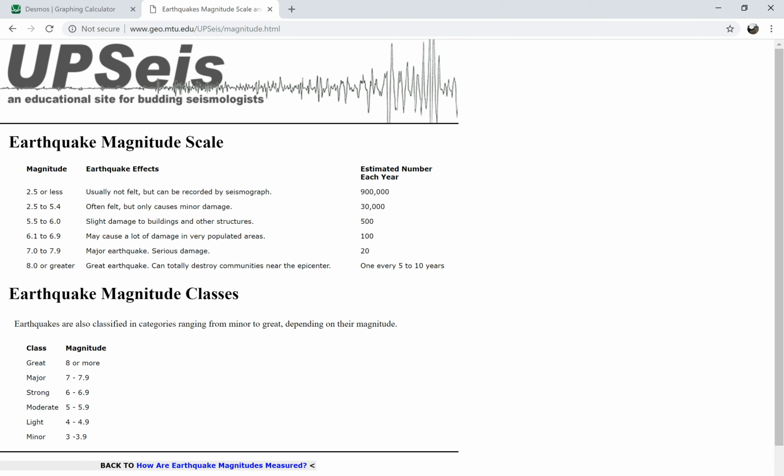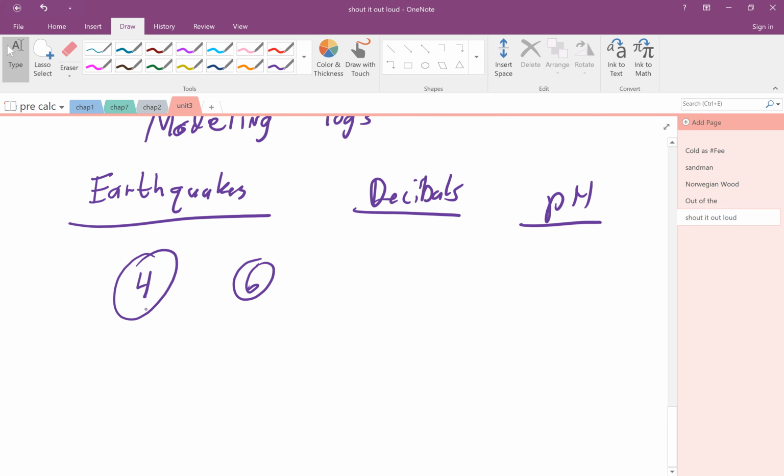Whereas 6 means slight damage to buildings and other structures. So 6 would be considered a strong one. So 4 to 6 on the Richter scale basically talks about intensity. Since this difference is 2, we would say that it's 10 to the second times more intense.